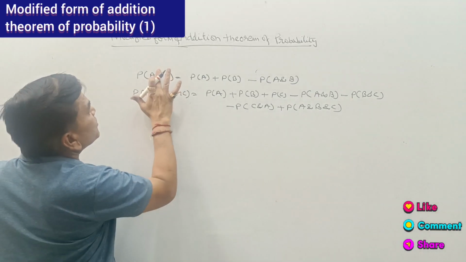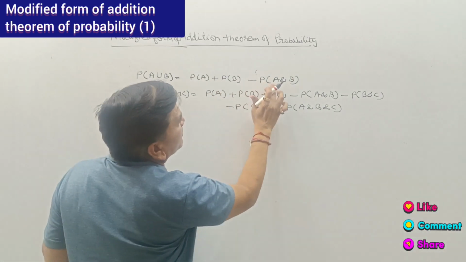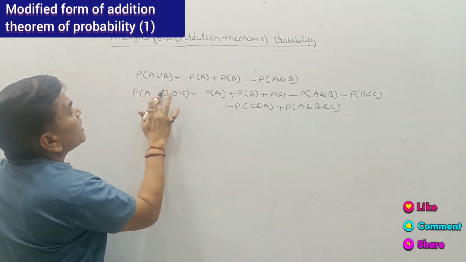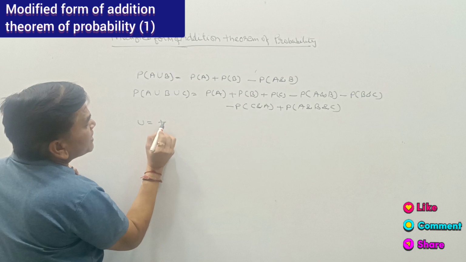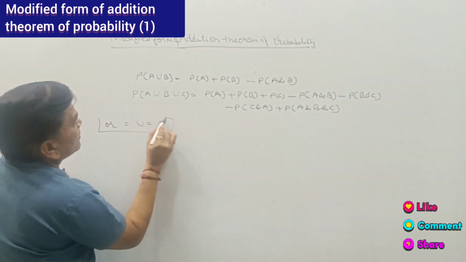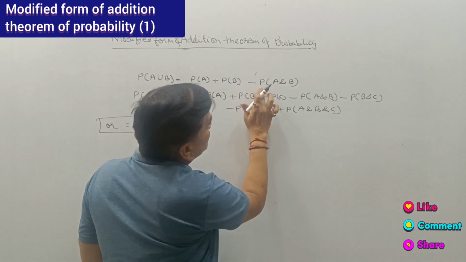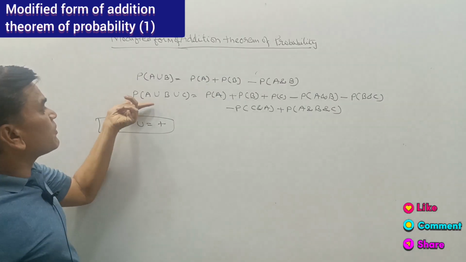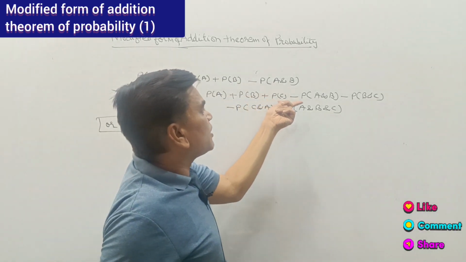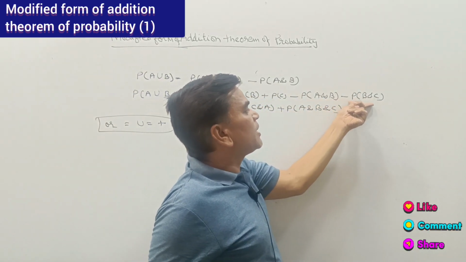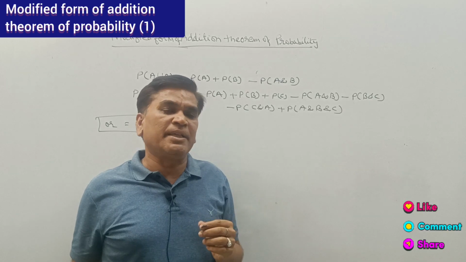So we can use union here also. In the union case, the formula will be the same: probability of A plus probability of B minus probability of A and B. Probability of A union B union C is also there. So union is equal to plus is equal to or. So we have probability of A plus probability of B minus probability of A and B. The formula for probability of A union B union C is probability of A plus probability of B plus probability of C minus probability of A and B minus probability of B and C minus probability of C and A plus probability of A and B and C.